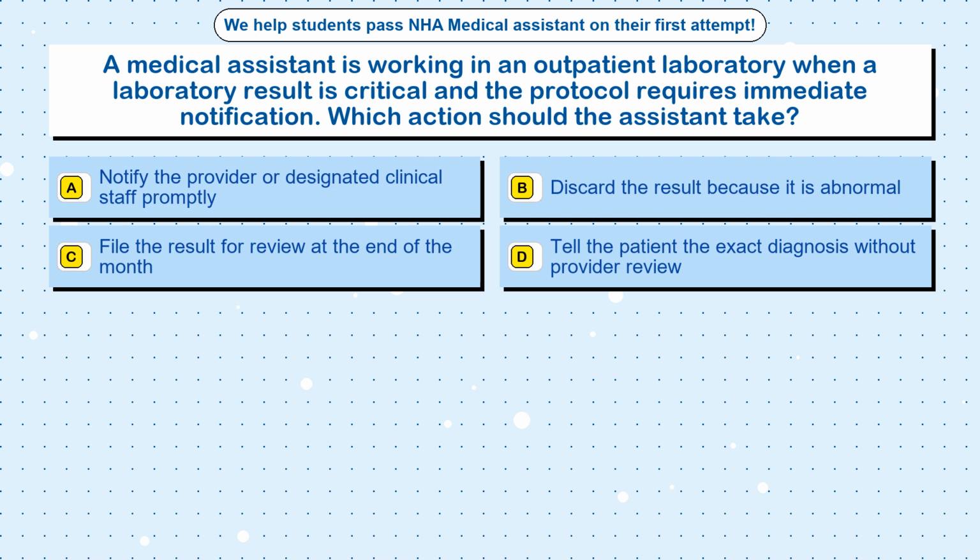Which action should the assistant take? Option A. Notify the provider or designated clinical staff promptly. Option B. Discard the result because it is abnormal. Option C. File the result for review at the end of the month. Option D. Tell the patient the exact diagnosis without provider review.